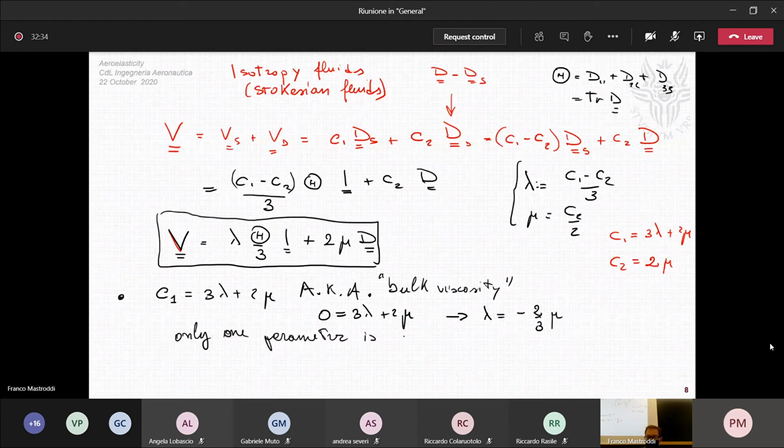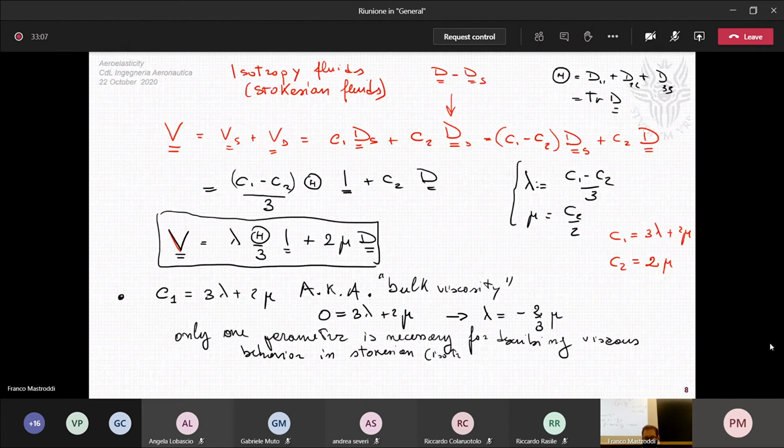Only one parameter is necessary for describing viscous behavior in a Stoichiometric isotropic fluid.